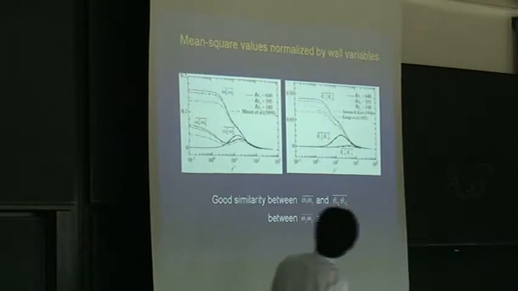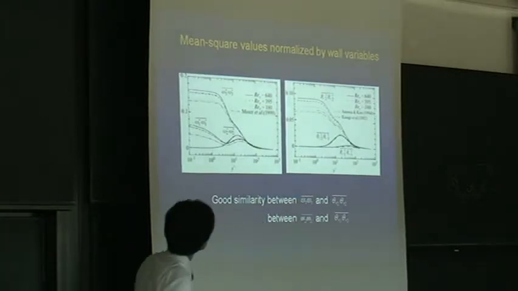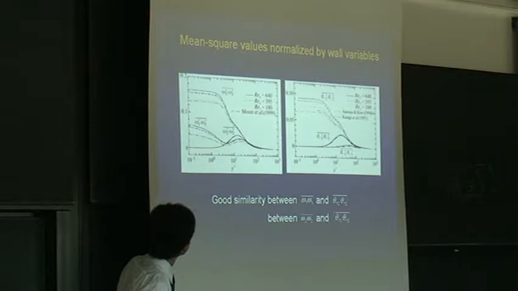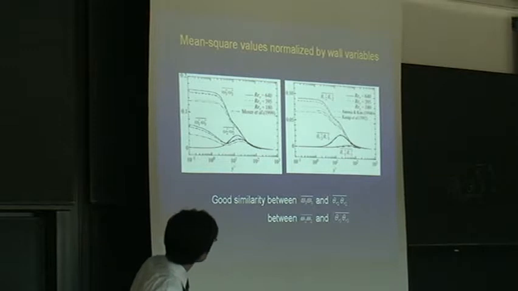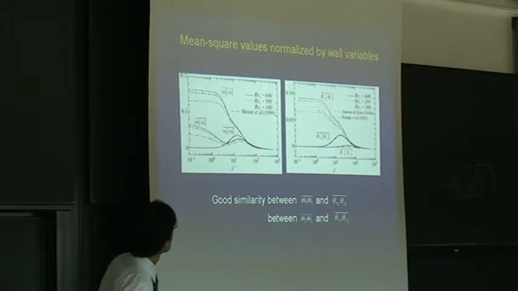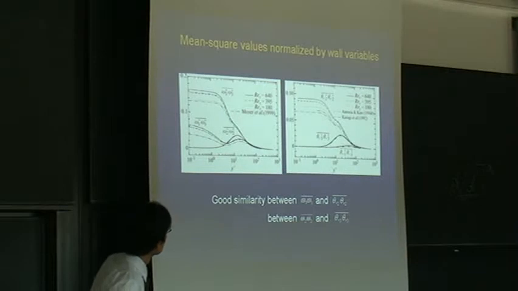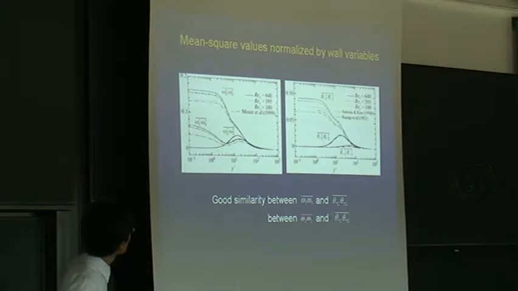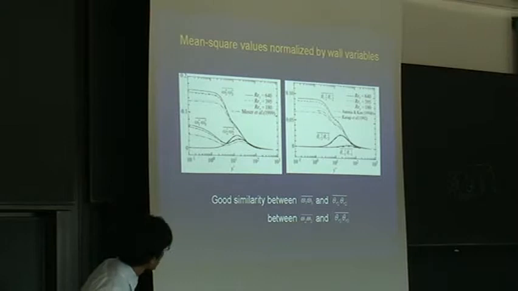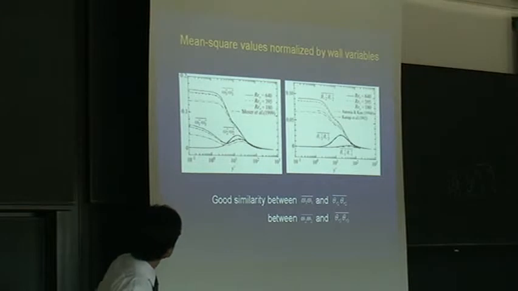Now showing the results. First, these are the mean square values normalized by wall units. This is the vorticity component, and this is the scalar derivative component. As you see, there is a similarity in form between omega 3 and theta 2, and also between omega 2 and theta 3. On the other hand, there is a difference between omega 1 and theta 1. This latter difference is because the vorticity is solenoidal and the scalar derivative is not.